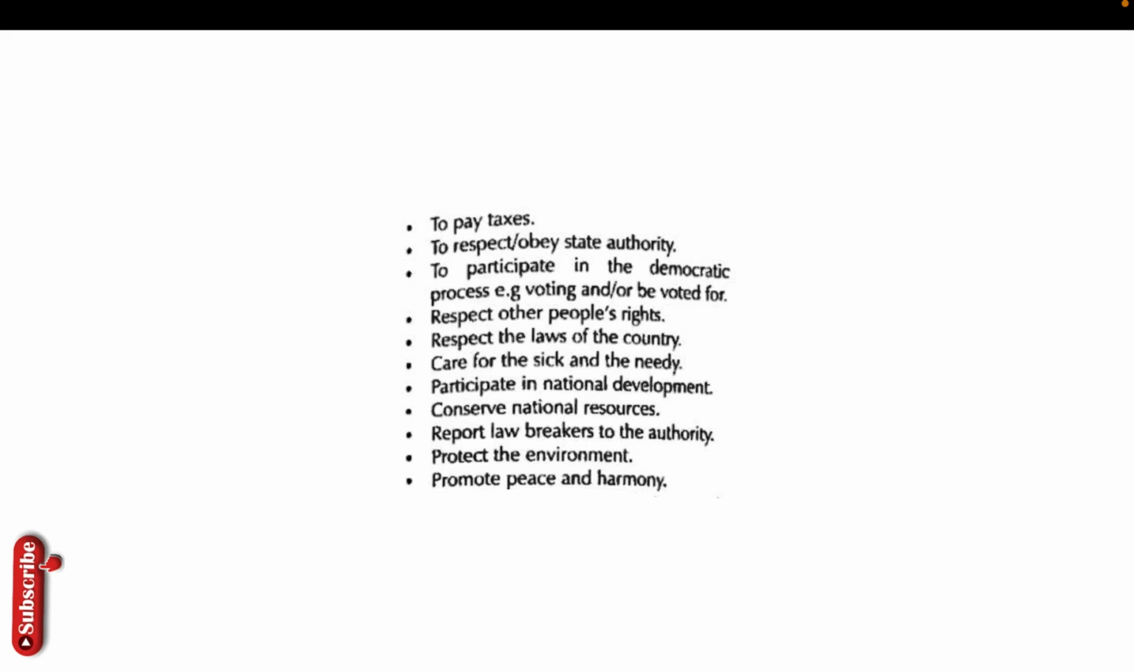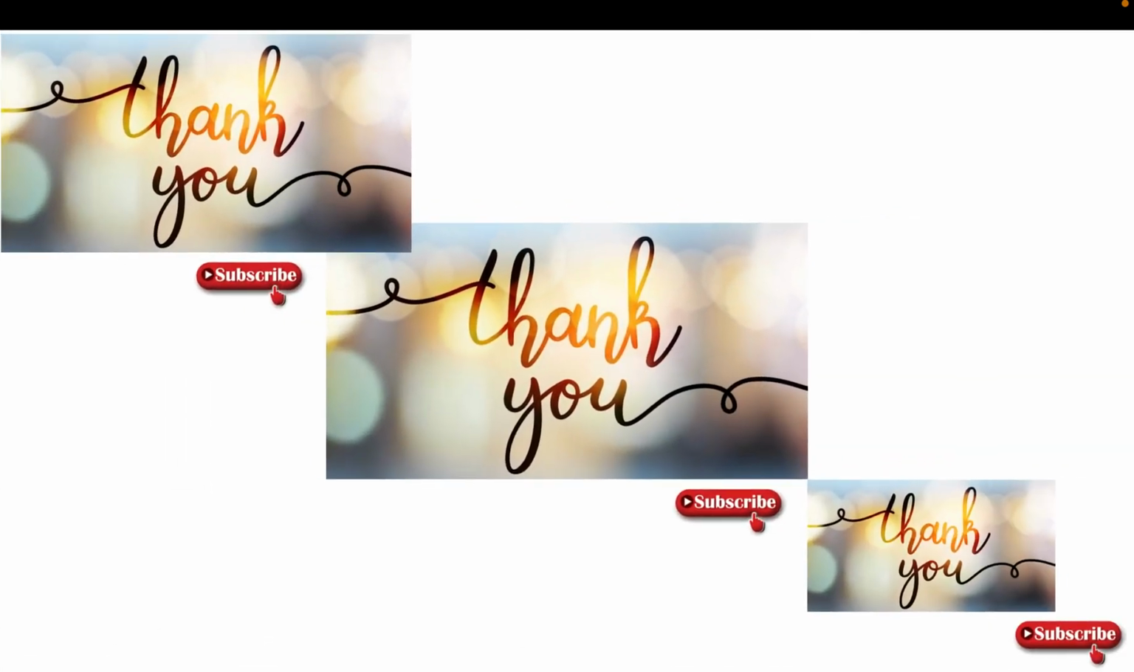Also, another duty of a citizen is to respect other people's rights. You have to respect other people's rights, for example, their life. Also, you have to care for the sick, and to vote. You have a duty to conserve natural resources, or national resources. To report errant members, it is your duty. If you see an errant member in the society, you're supposed to tell the law enforcement, or make the law enforcement aware.